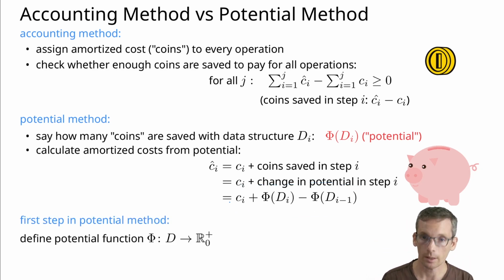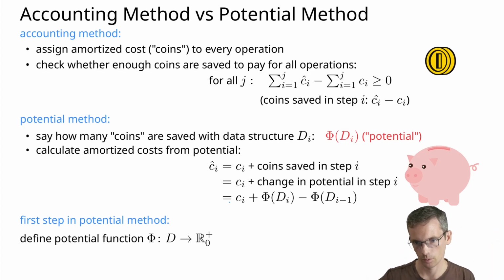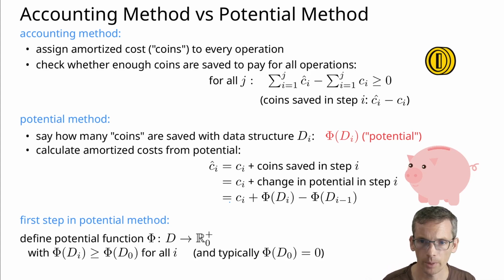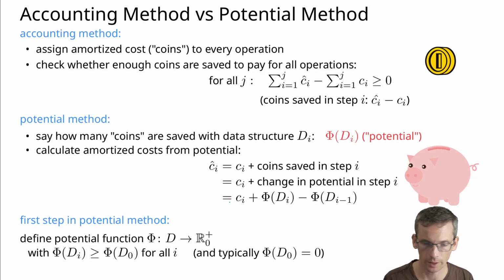So the first step in the potential method is always defining the potential function. The potential function goes from the set of data structures to the non-negative real numbers, and a potential should always be defined in such a way that the potential for the data structure after step i is at least as large as the potential at the beginning, and typically the potential at the beginning should be 0. You can vary a little bit from this, but this is the standard setup.